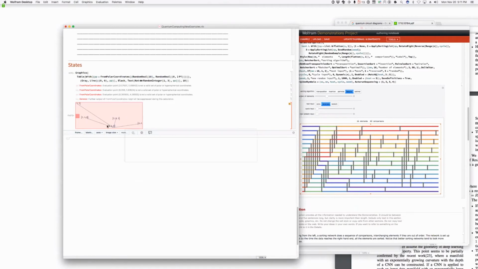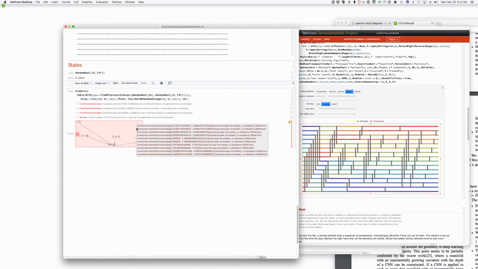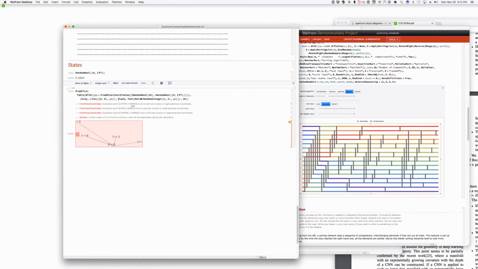What am I doing wrong here? Evaluation point. Oh, from polar coordinates is r, comma theta. What am I doing wrong here? R, theta, yes? What is wrong there? How can it say 5.69? How could there be a 5.69 in a thing that says that? Wait, 5.69 is not smaller than 2 pi. Yeah, it is, I'm sorry, it is smaller than 2 pi. So what is it complaining about? It's not a valid set of spherical or hyperspherical points.